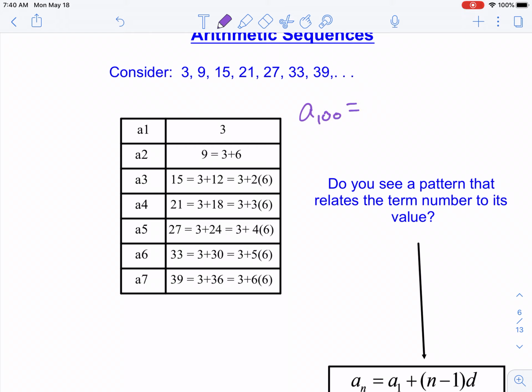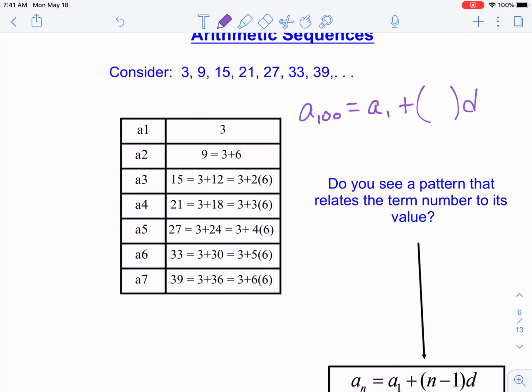You always have to start with your first term. That's the first thing you know. A1 is your first term. And then from there, you're going to add the common difference 99 more times, right? To get to the 100th term. So it's the common difference times 99.